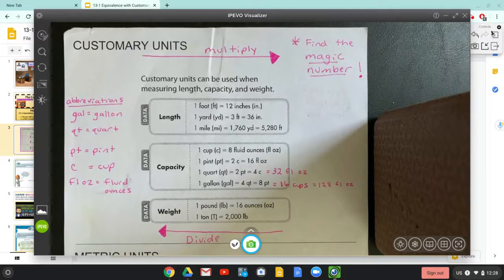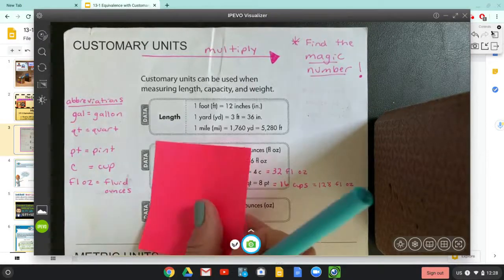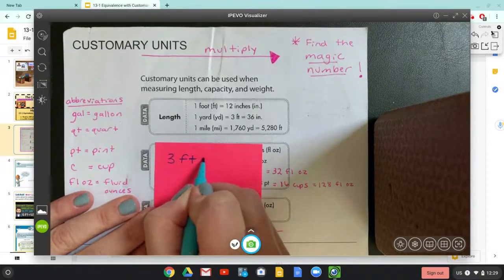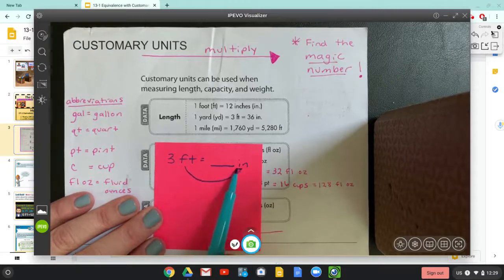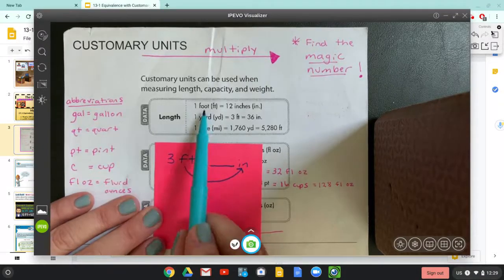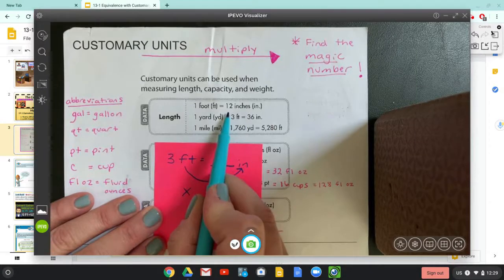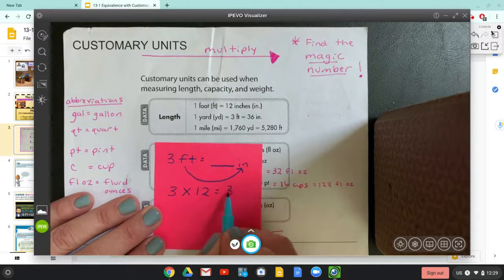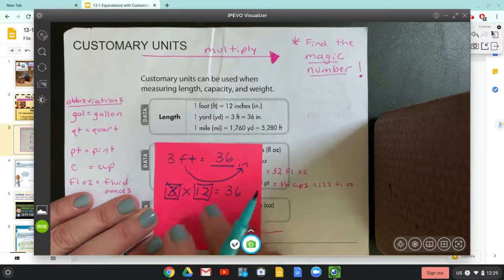So let's take a look. I'm just going to focus on, for this example, the length up here. So let's say you had 3 feet and you want to know how many inches that is. So here I'm going from feet to inches, so I'm going to the right. So I know I'm going to have to multiply. And my magic number is 12. So I would take 3 times 12, which is 36. My magic number was 12, and I multiplied by 3.